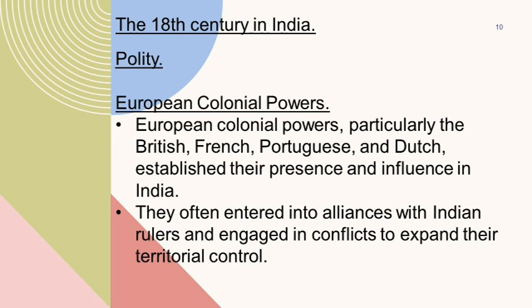European colonial powers. European colonial powers, particularly the British, French, Portuguese, and Dutch, established their presence and influence in India. They often entered into alliances with Indian rulers and engaged in conflicts to expand their territorial control.